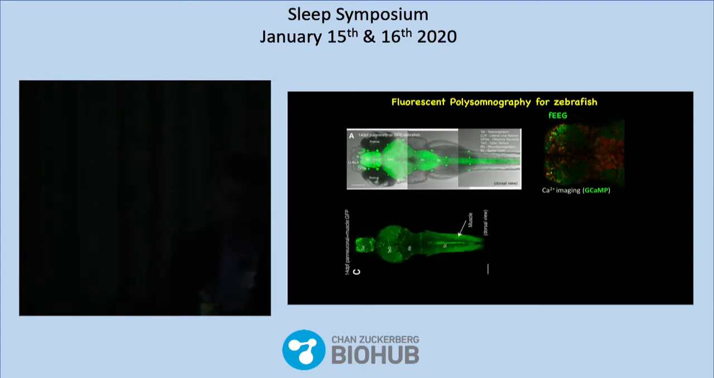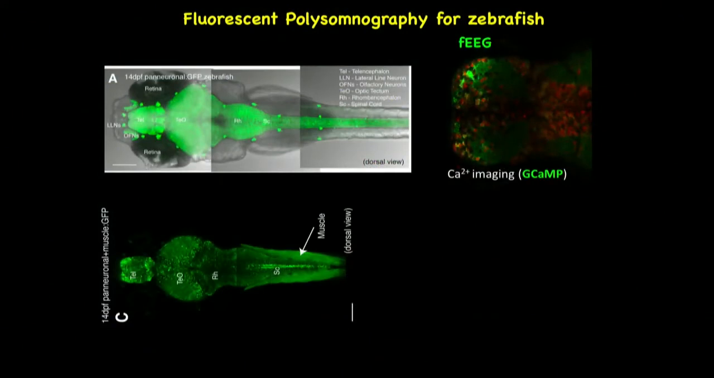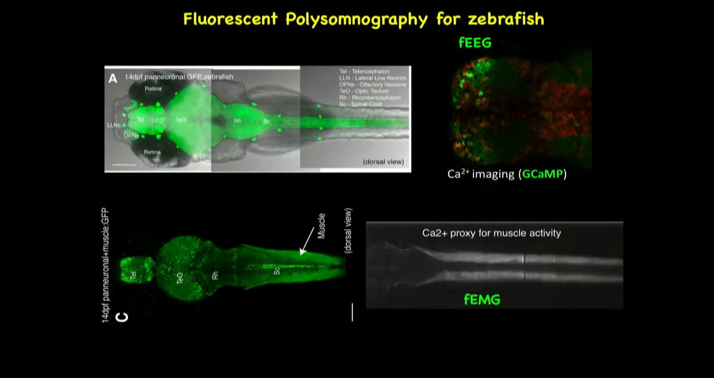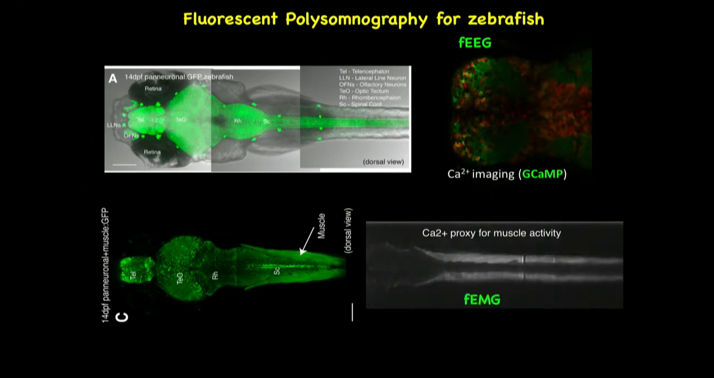Because GCaMP works so well in muscles with calcium, if you use a transgenic line expressed in the fillet of the fish, let's say the voluntary muscle of the fish, you have your EMG. And here we go, if I just run this, you will see the inflection and the firing, the contraction of those somatic cells, those muscle cells. So you've got your fluorescent EEG, your fluorescent EMG.